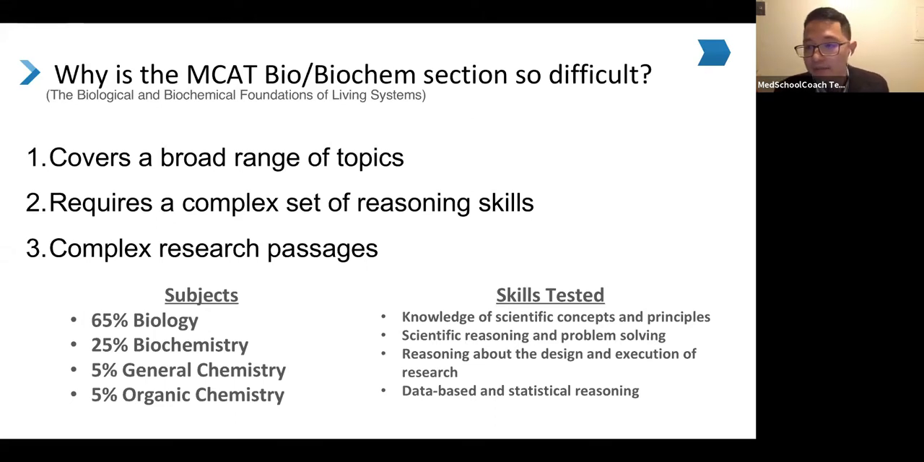The second reason why the biochem section can be challenging is that it requires a complex set of reasoning skills. So as I mentioned before, the MCAT isn't just about rote memorization. If you just memorize a bunch of terms and concepts, you're not guaranteed to do well on the exam. And you can see here on the bottom right, the MCAT has set up 4 different skills in their questions. So you have questions that do require knowledge of scientific concepts and principles. This is based on more rote memorization, but you also have questions about scientific reasoning and problem solving.